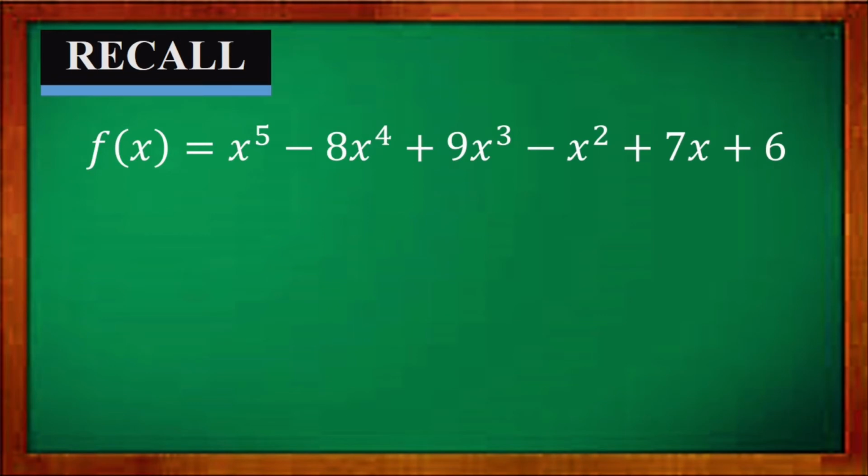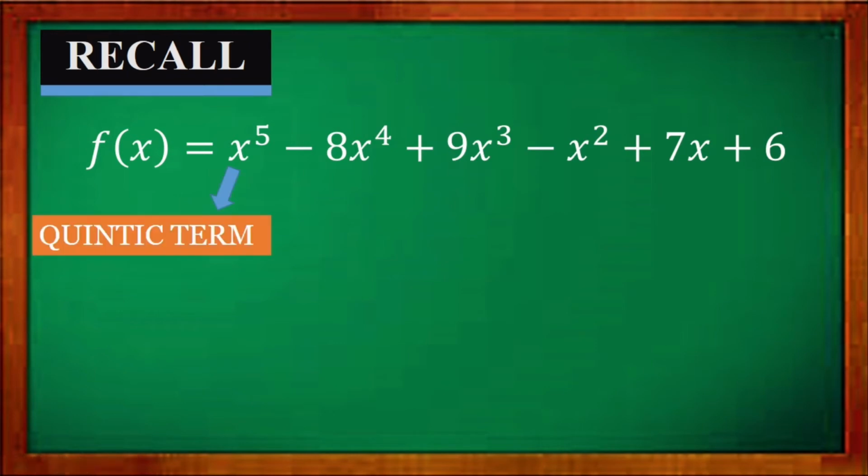So, before we proceed to our next subtopic, let us have a short recall regarding your prior knowledge about this one. So, given the function f of x equals x raised to 5 minus 8x raised to 4 plus 9x cubed minus x squared plus 7x plus 6. So, x raised to 5 again is what we call the quintic term. When we say quintic term, if you still remember, it is the term having an exponent 5.